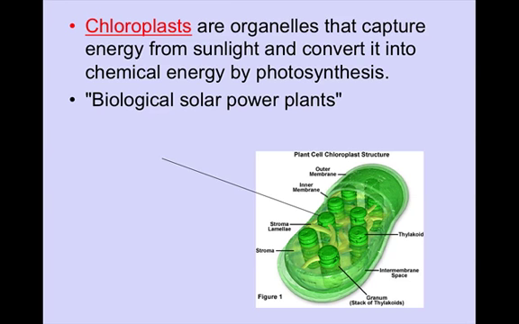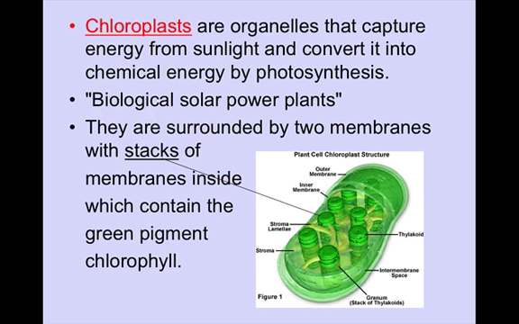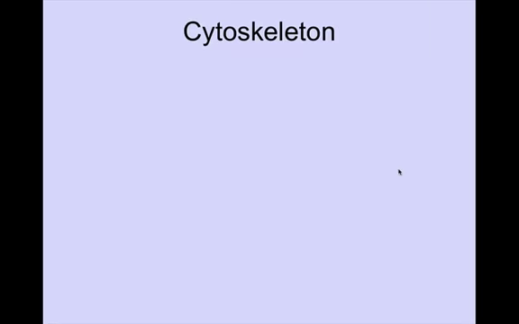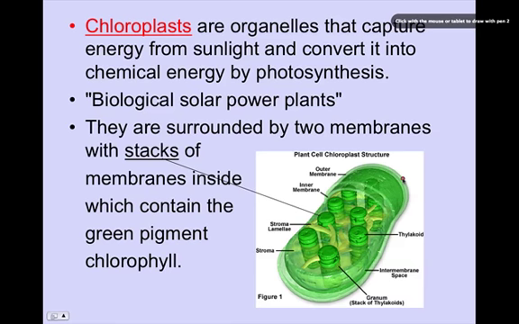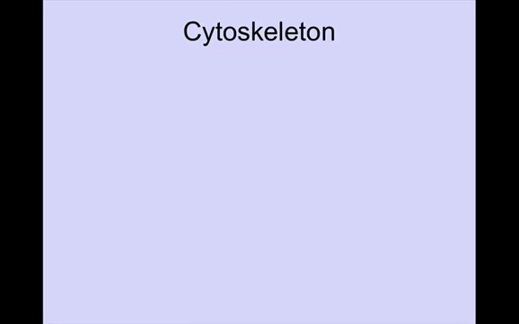These are called biological solar power plants, and they have the same kind of makeup as a mitochondria. If you look at the inside, they have a lot of inner membranes that are coiled together, so a lot of chemical reactions can take place. They are surrounded by two membranes. As you can see, there's this outer membrane.